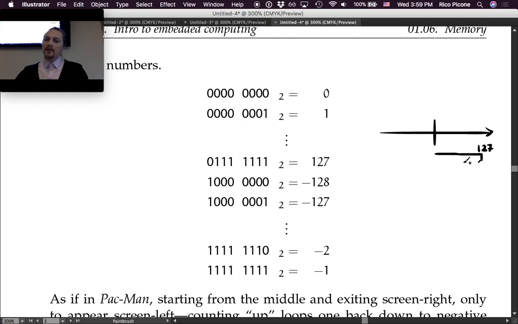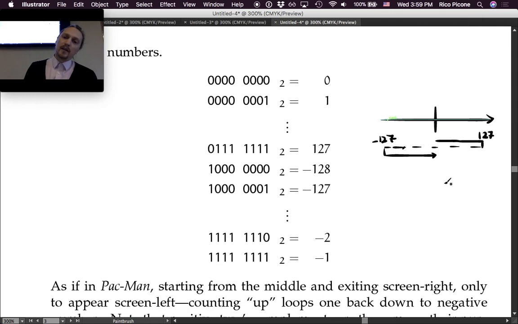Maybe we should dash this line. We dash this, we skip all the way back to here, and then we start counting up from negative 127 up to 0. So you don't actually get to 0 because 0 is where we started. So yeah, that's how we represent it in binary.